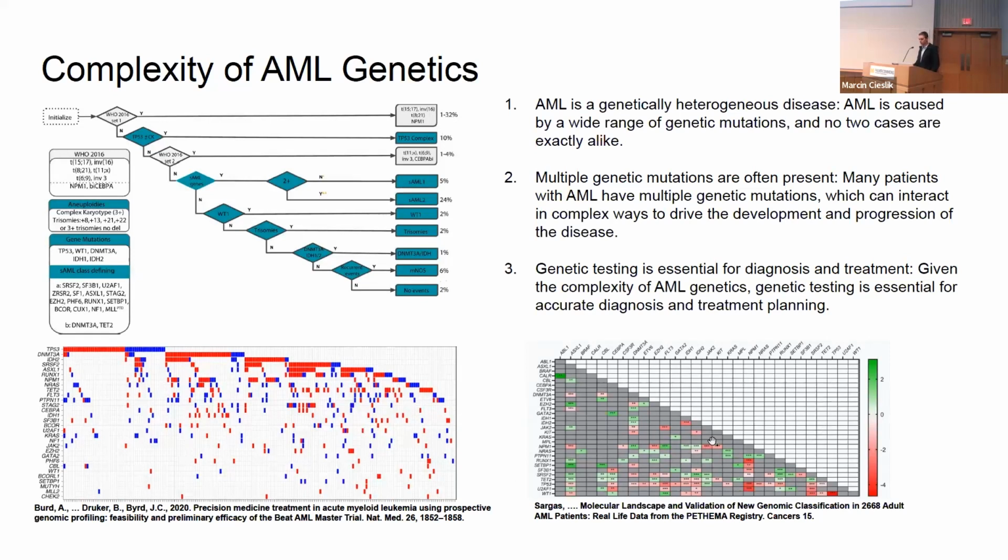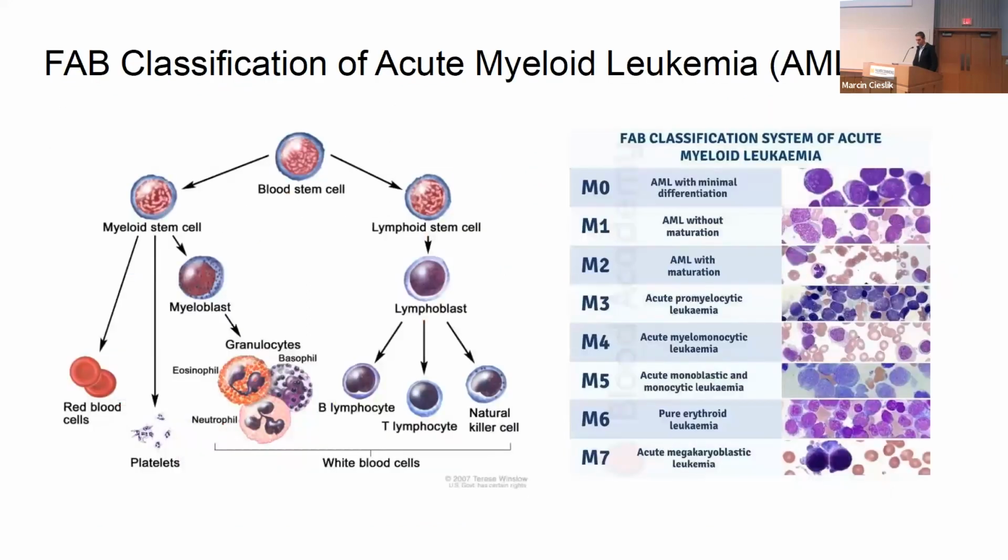But perhaps most confusing and most difficult to deal with is that although those mutations are not mutually exclusive, they're also not random. So certain pairs of mutations are more common than others, certain pairs of mutations are less common than others. So there's lots of structure in even only genetic data.